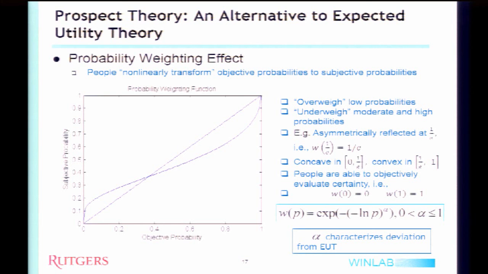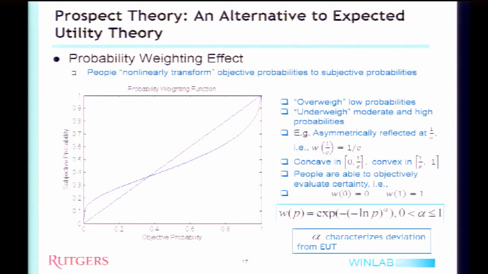The probability weighting effect here has two features. The first is that people overweight the low probabilities, as in this region. But people underweight moderate and high probabilities. In this region, you can see that the subjective probability is lower than the objective probability.